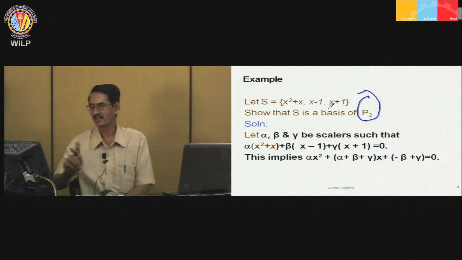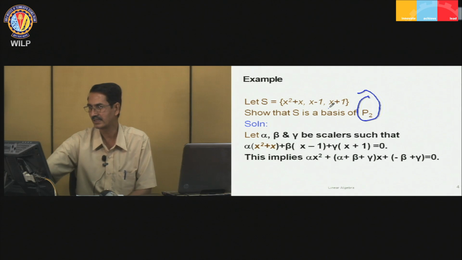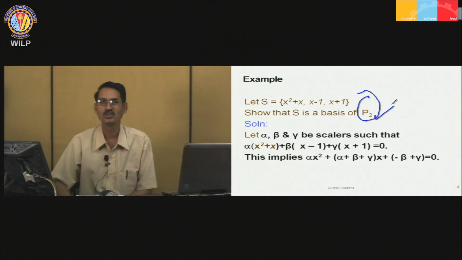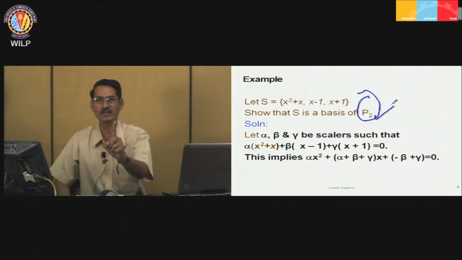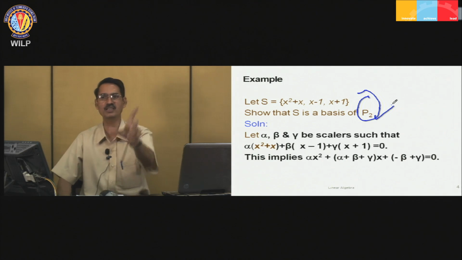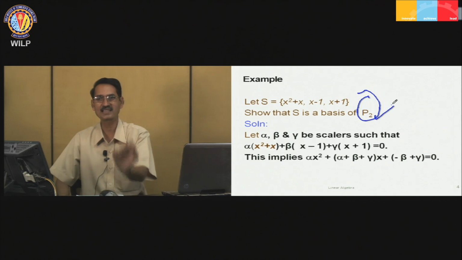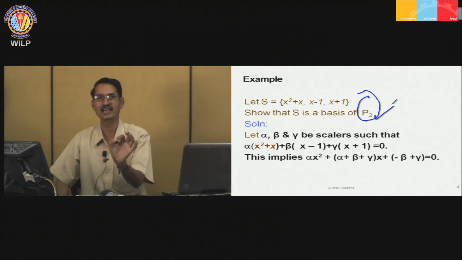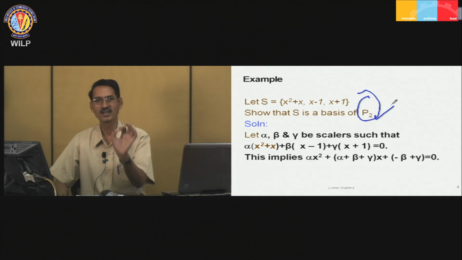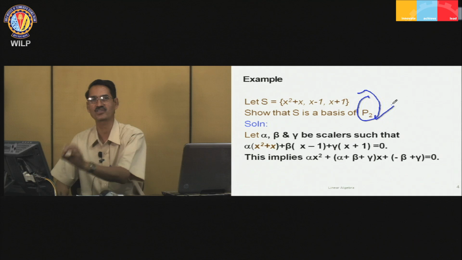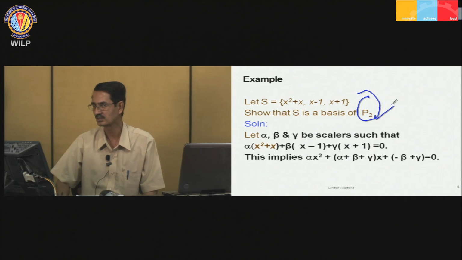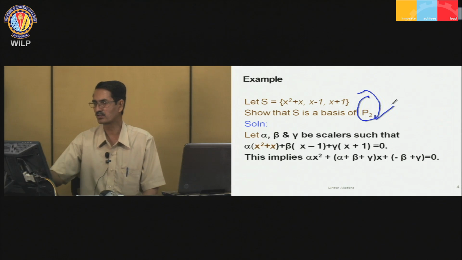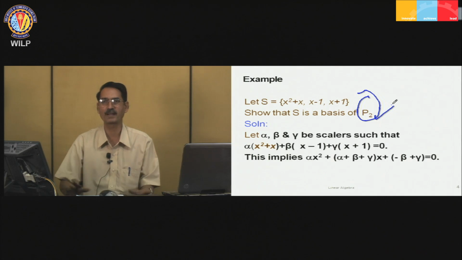See here, the number of elements in the given set S is equal to the dimension of P2. Therefore, we shall check only one property, whether S is linearly independent or not. The moment S is linearly independent, it will imply that S is a basis for P2. We shall not check the second property, that S spans P2. The reason is that the number of elements in the given set S is equal to the dimension of the vector space. So we are going to check that the given set S is linearly independent only.